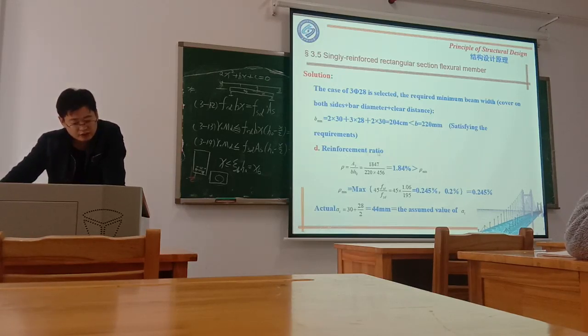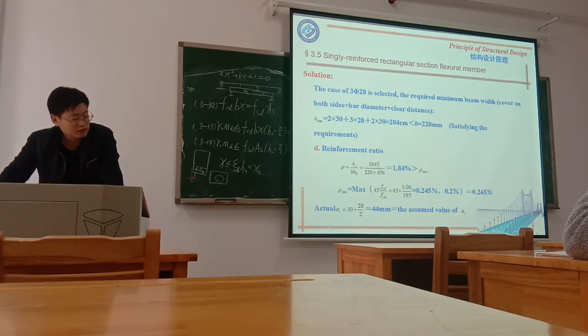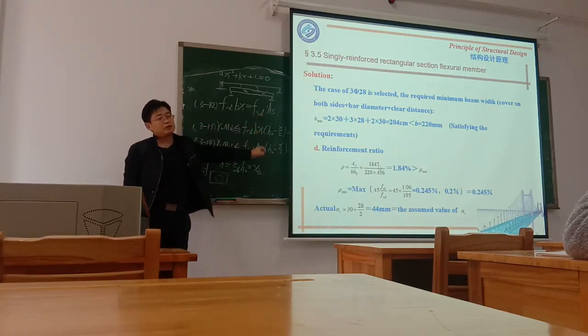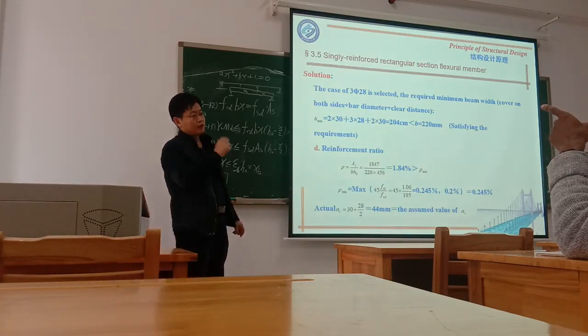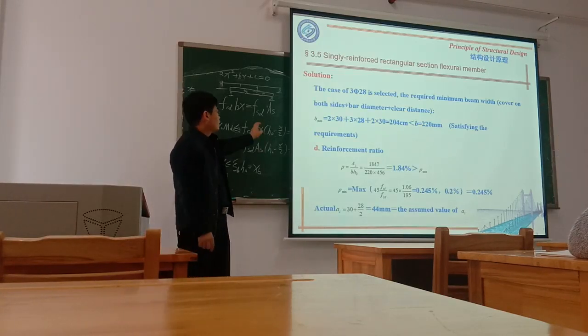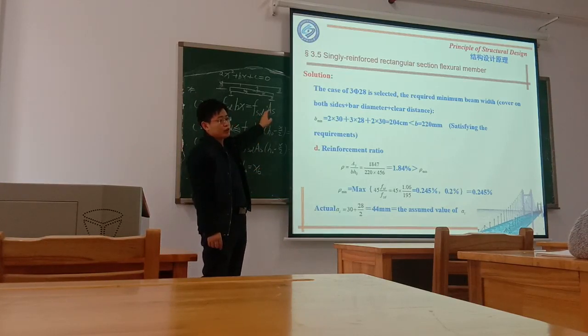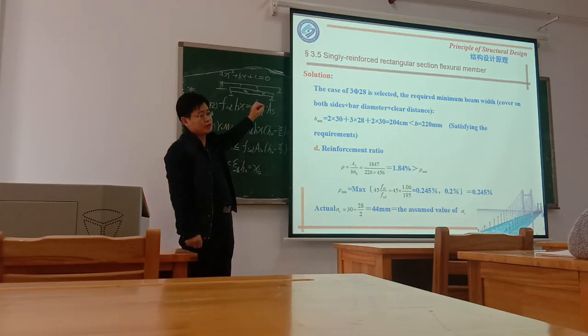And then calculating the reinforcement ratio. This AS is the real area of these 3 reinforcement bars with a diameter of 28. This is 1847. This AS is not the value from before. The AS in this equation is not the raw AS, the theoretical one. You should be larger than or at least equal to this. Normally it's larger than this one.